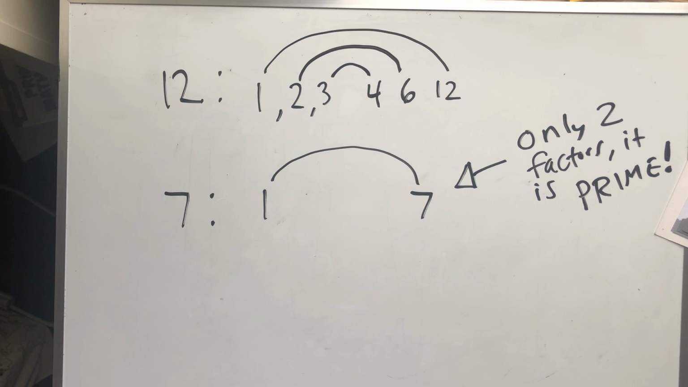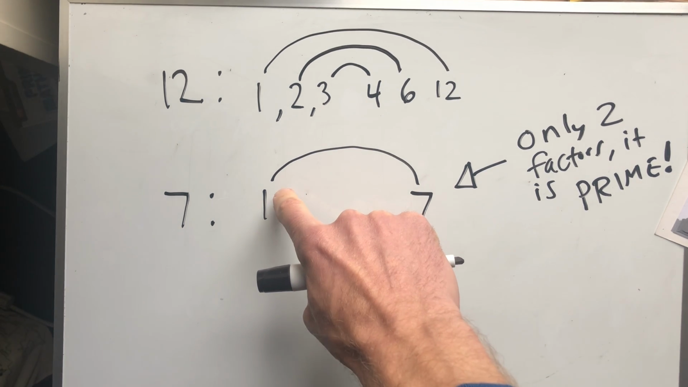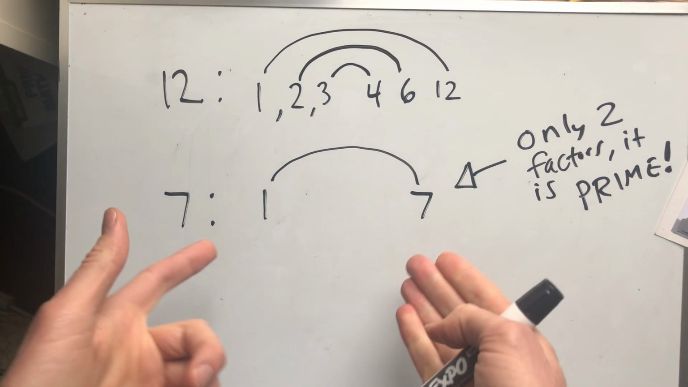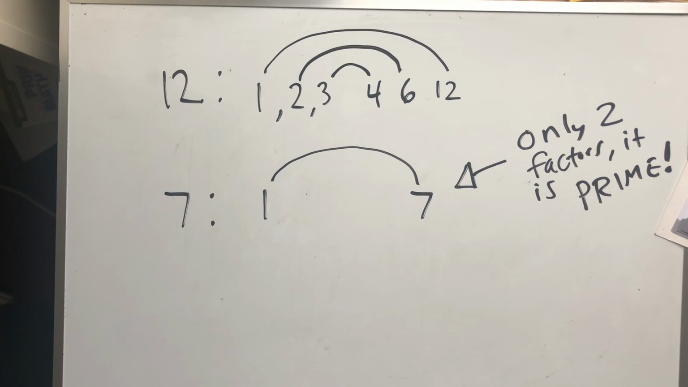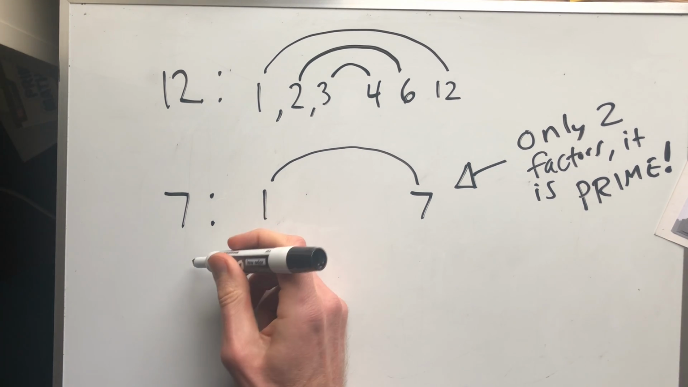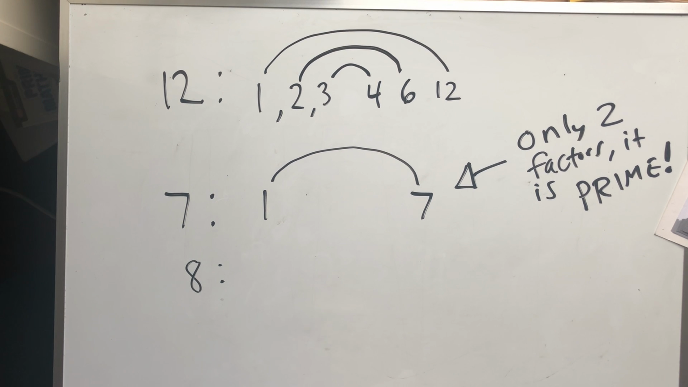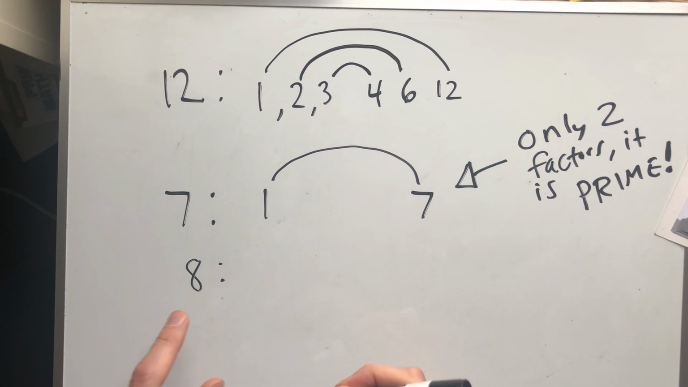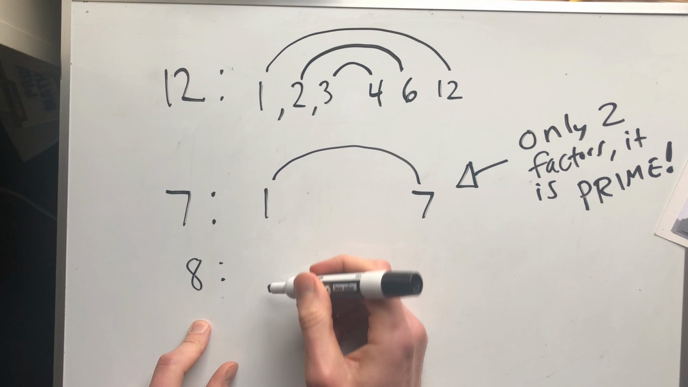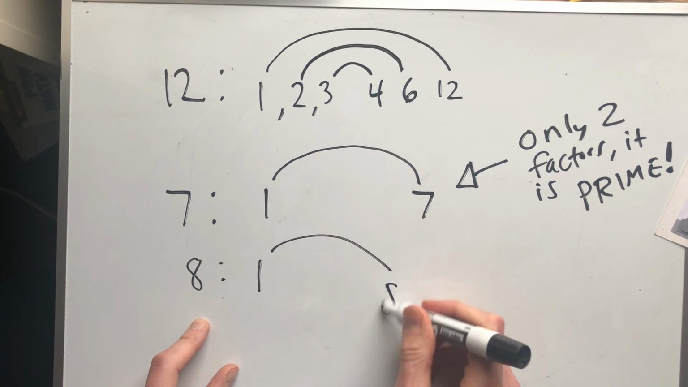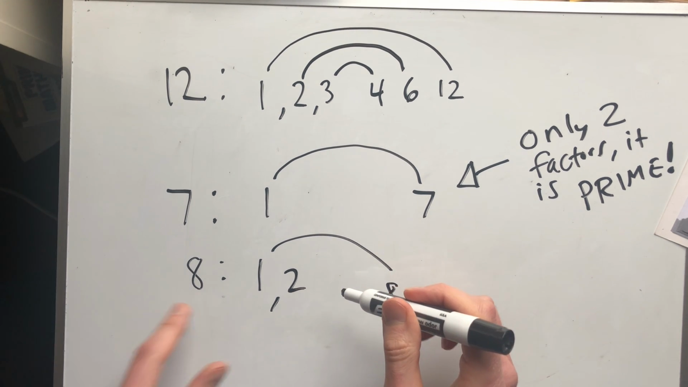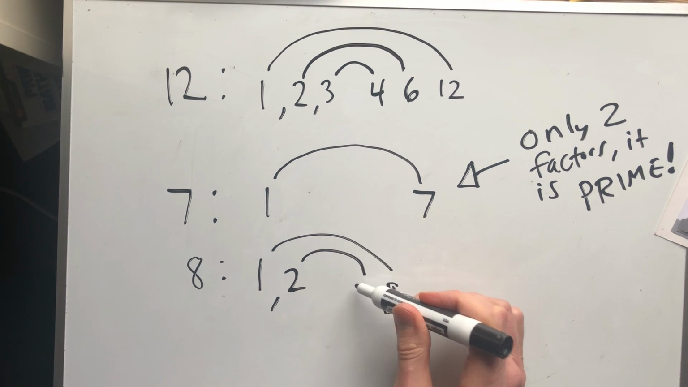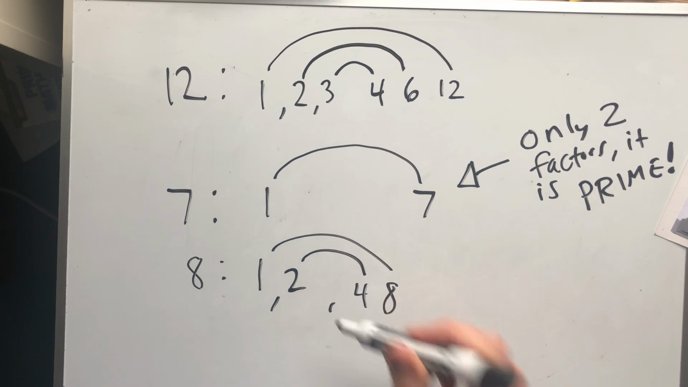So if you do a factor rainbow and you only have one little loop and you're just like, hey, where's the rest of the rainbow? That means it's prime. Let's look at some more prime numbers. Do you think 8 is prime? I can tell immediately it's not because 8 is even. What number goes into every even number? That one right there, 2. So I know for a fact 2 goes into 8. 2 times what is 8? 2 times 4 is 8.